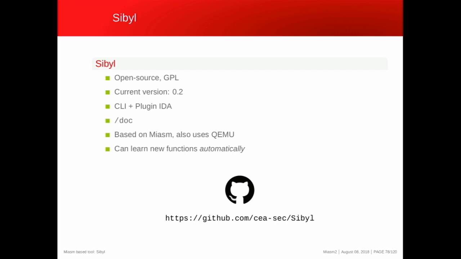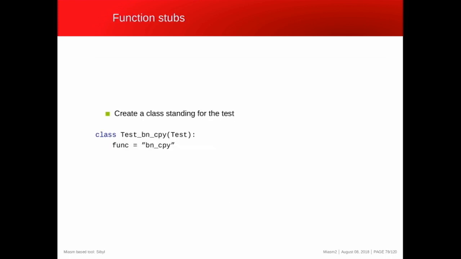So all of these things have been implemented in a tiny tool named Sibyl, which is based on Miasm, which is also open source. And one thing that I really don't talk about today, but using the symbolic emulation of Miasm, we can also learn automatically new function signatures. But this is for another day. So getting back to our example, crypto, we'll just consider the big num part. We have reversed it, so we want to discover it.